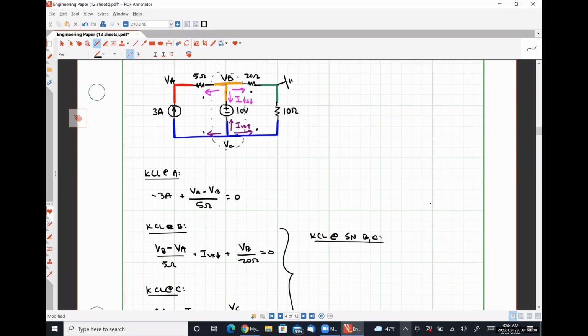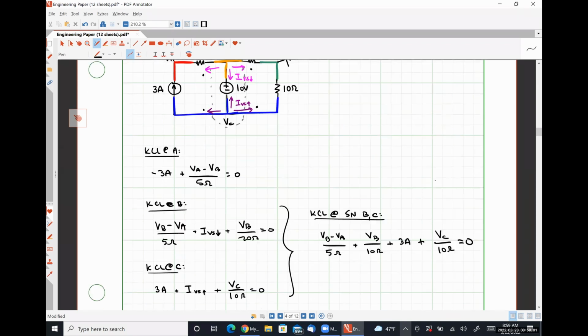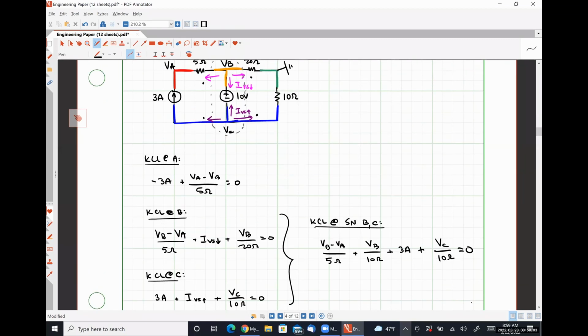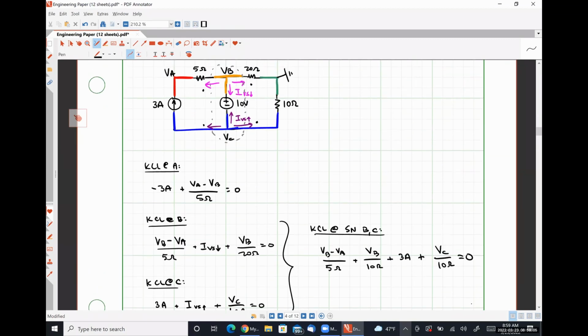So that's going to be VB minus VA over 5 ohms plus VB over 10 ohms plus 3 amps plus VC over 10 ohms is equal to 0, right? Thank you, you're right, VB over 20 ohms. My apologies. Let me erase that because it looks terrible.